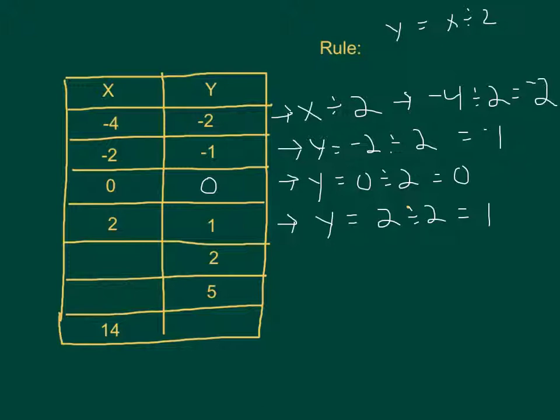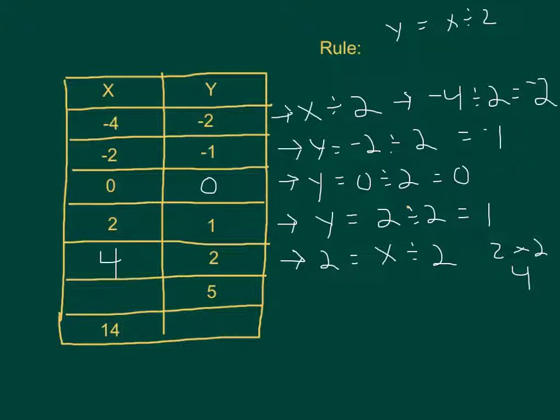Now I kind of got to work backwards. I'm given my y, and I need to figure out what x is. So I need to figure out what divided by 2 is going to equal 2. This is where we're actually multiplying. I'm going to multiply my y by whatever my rule is, and that's how I'm going to figure it out. So I'm going to do 2 times 2, which is just 4. That makes sense because 4 divided by 2 equals 2.